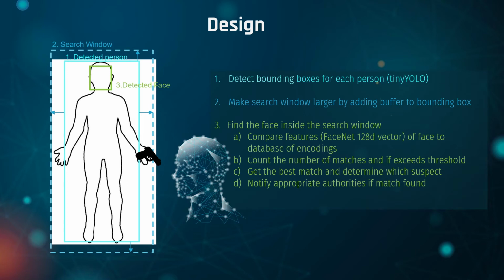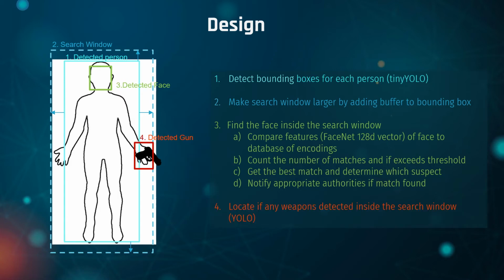Next, a CNN model is used to find where the face bounding box is located in the search window. Once the face has been found, we extract a FaceNet 128 dimension feature vector from the subject's face. The feature vector is then matched up with the database encodings, and if a certain threshold has been exceeded, then the best match is projected to be the suspect.